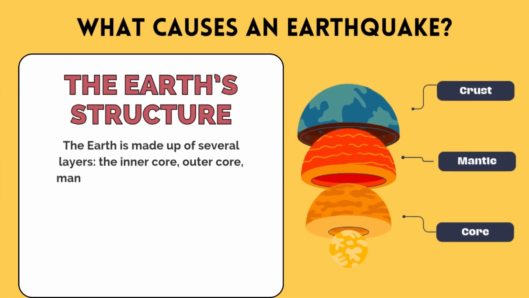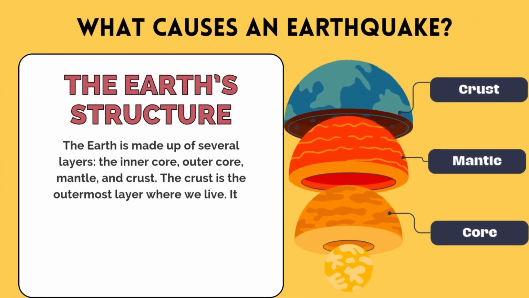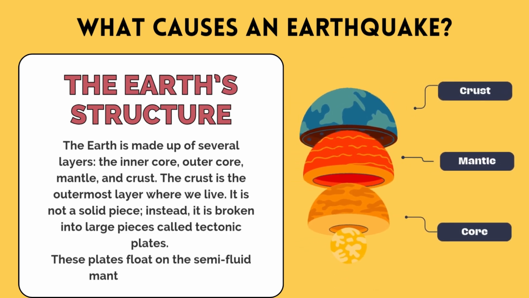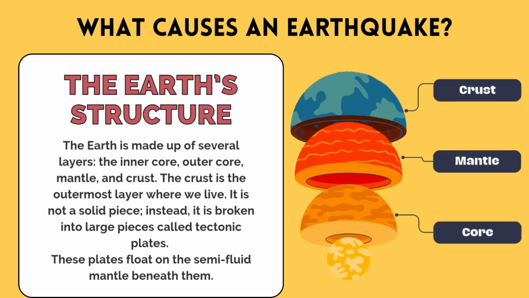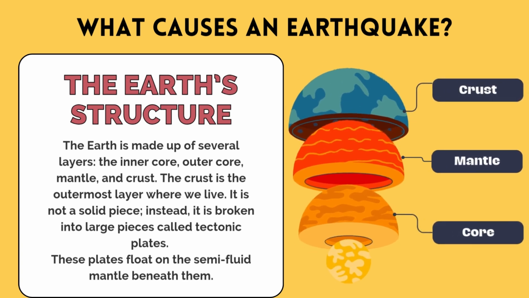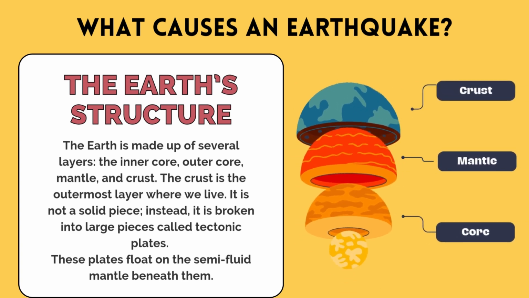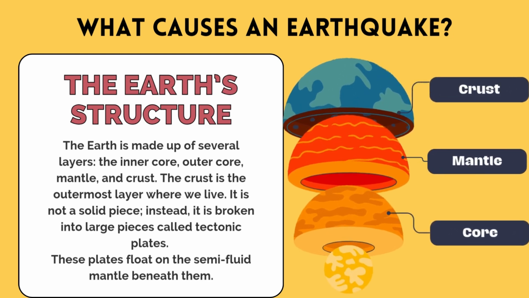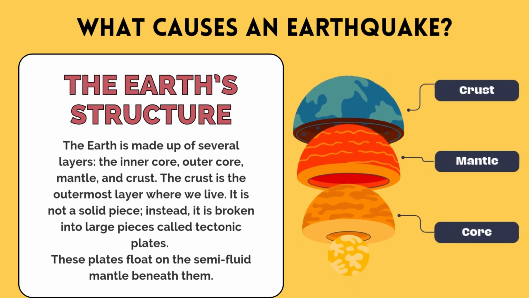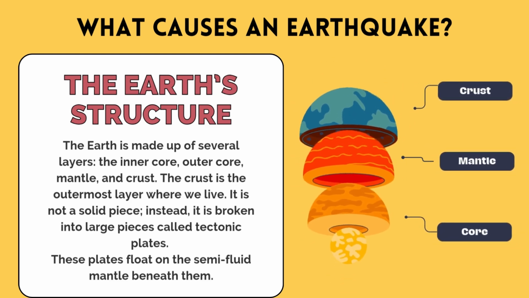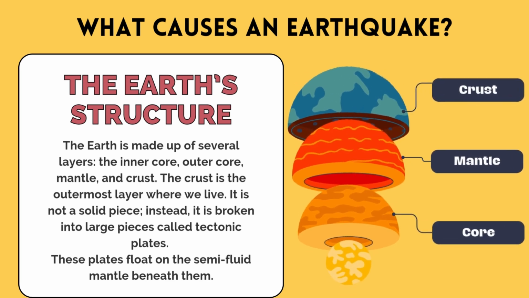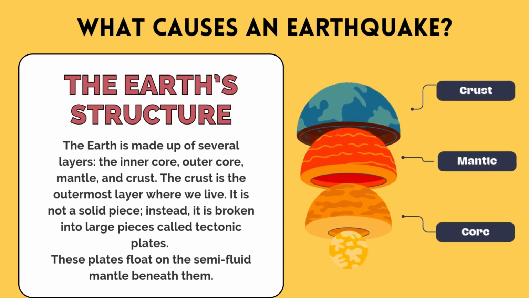Let's start by understanding what causes an earthquake. First is the Earth's structure. The Earth is made up of several layers: the inner core, outer core, mantle, and crust. The crust is the outermost layer where we live. It is not a solid piece. Instead, it is broken into large pieces called tectonic plates. These plates float on the semi-fluid mantle beneath them.